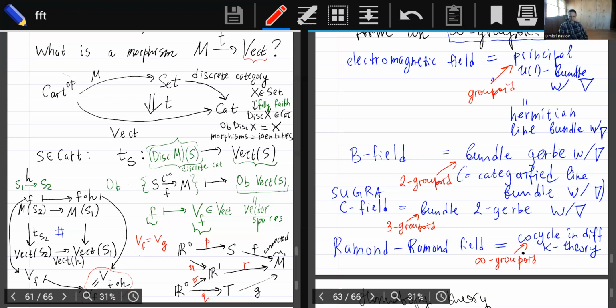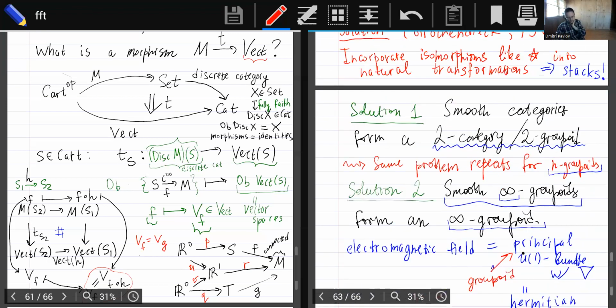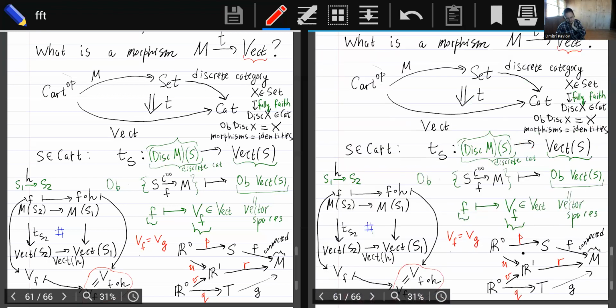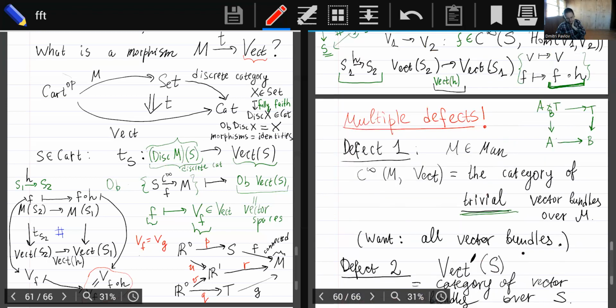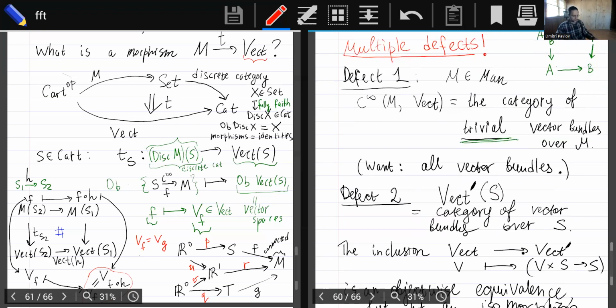All right, more questions. Yeah, so next time I will have to talk about homotopy theory and what an infinity groupoid is, and how we can talk about sheaves of infinity groupoids. And this will fix the defects that we previously identified. Once we define an appropriate notion of a sheaf of groupoids, smooth maps from M into Vect will suddenly be the category of all vector bundles over M, not just trivial ones.